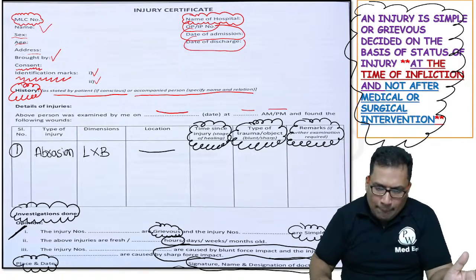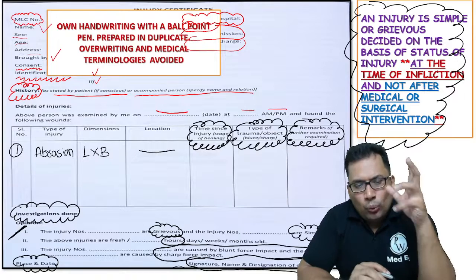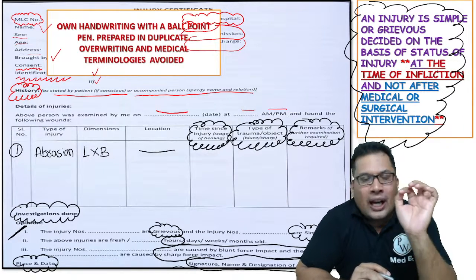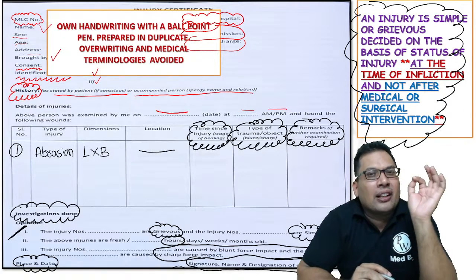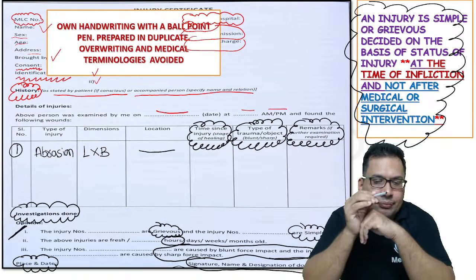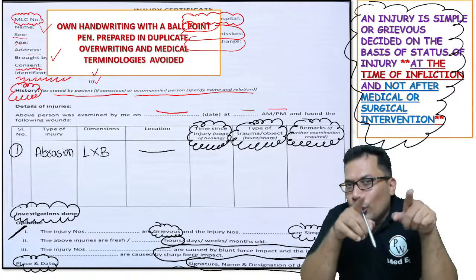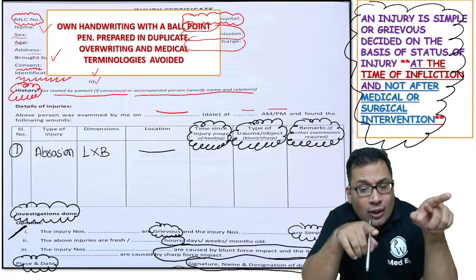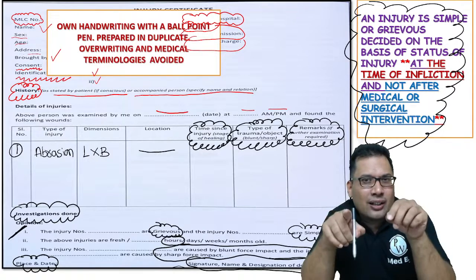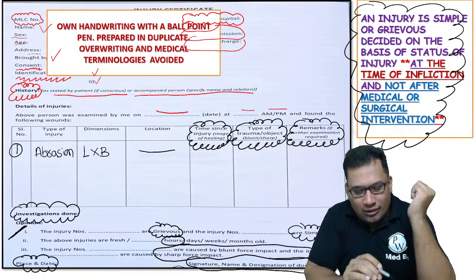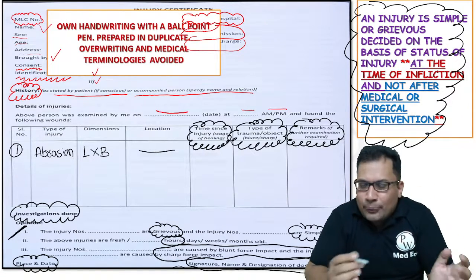So then wound certificate or injury certificate should be in the own handwriting, not be in the printed form. Be own handwriting with a ballpoint pen. It should be prepared in duplicate. Okay. Overwriting, medical terminologies should be avoided as much as possible. All these are important points about the injury certificate.